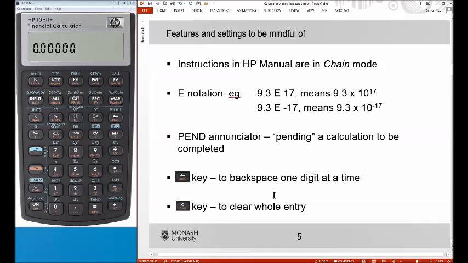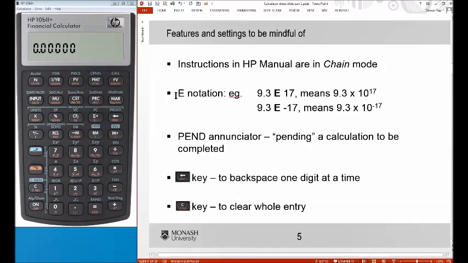Now we have some extra features and settings to be mindful of. Firstly, all instructions in your calculator manual are in chain mode, and what I'm demonstrating here are all in algebraic mode. This is not a big deal because the difference between algebraic and chain mode, we all know, is that algebraic follows BODMAS while chain mode doesn't. So if the calculator has already been set into algebraic mode, it has no effect whatsoever if we follow an operation in the chain mode.